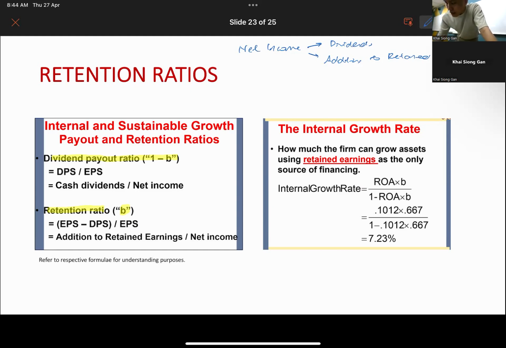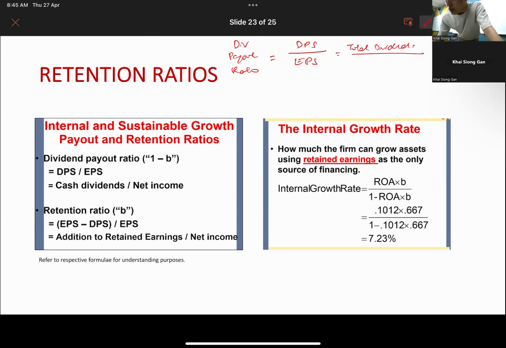Okay, how is the formula derived here? First of all, dividend payout ratio equals dividend per share divided by earnings per share. So first of all, what is the formula for dividend per share? Total dividends divided by total shares, as a proportion of earnings per share. How do you calculate earnings per share? You use net income divided by total shares.